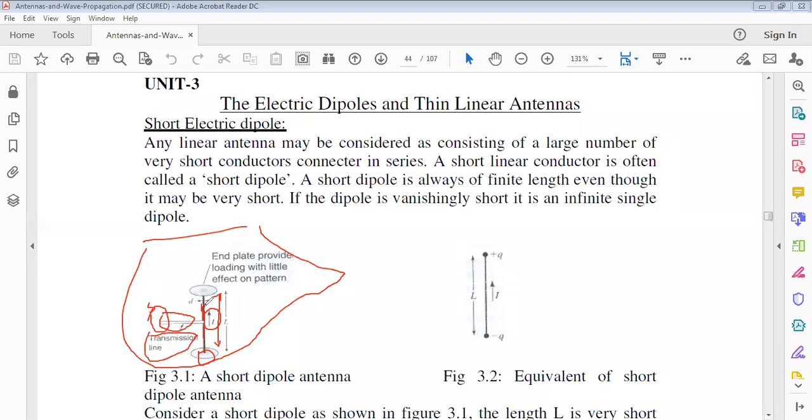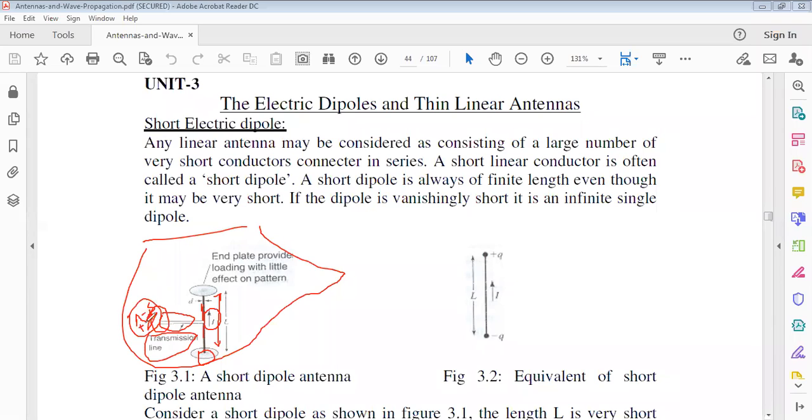which contains a number of charge particles. Which charge? Since it is a piece of conducting wire, it contains electrons, having a negative charge. And because of the excitation from this source, some current I is passing through this dipole and this dipole, and this is the entire single dipole. But when we connect one source here, positive and negative.